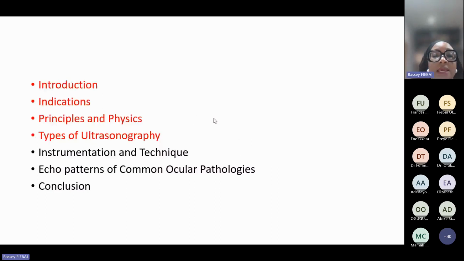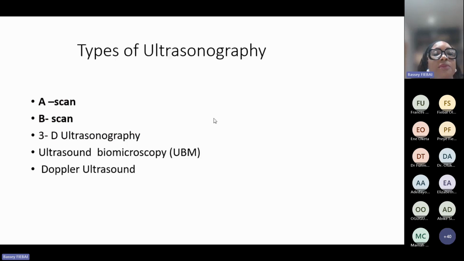So there are different types of scan, but we'll be focusing mainly on the B scan and a bit of the A scan, because you need to understand the A scan to be able to interpret the B scan better in what we call standardized echography.